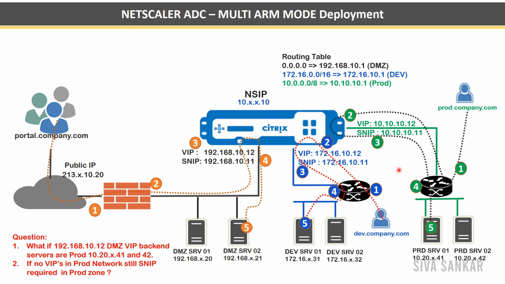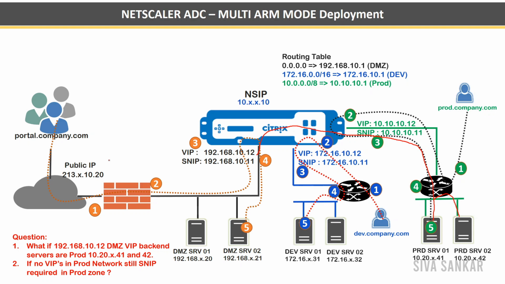How is it the multi-arm mode? The question is here. What if the DMZ IP is 192.168.10.12, and the backend servers are 41 and 42? Meaning that when you are configuring this virtual server, this 10.12, your backend servers are these, right? Currently, let's say these backend servers are not these 2. Let's say that if traffic has to flow from here to here, right? Let's say these are your backend servers.